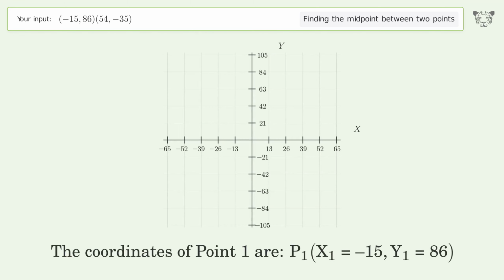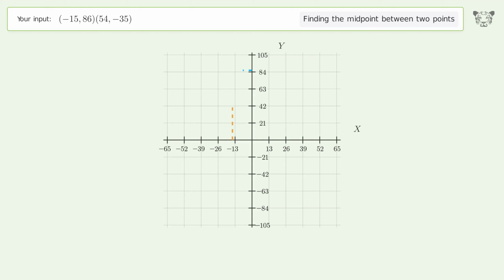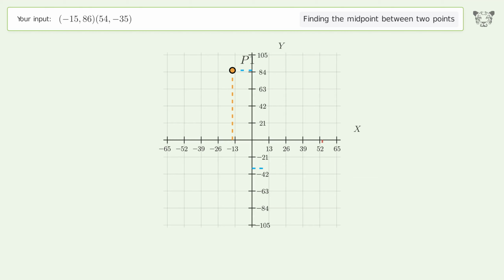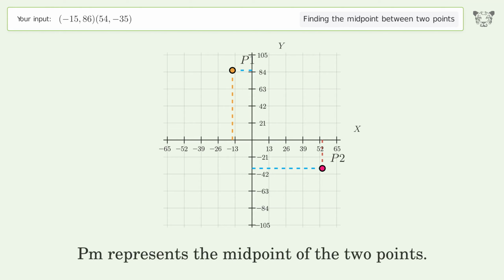The coordinates of point 1 are x1 equals -15, y1 equals 86. The coordinates of point 2 are x2 equals 54, y2 equals -35. PM represents the midpoint of the 2 points.